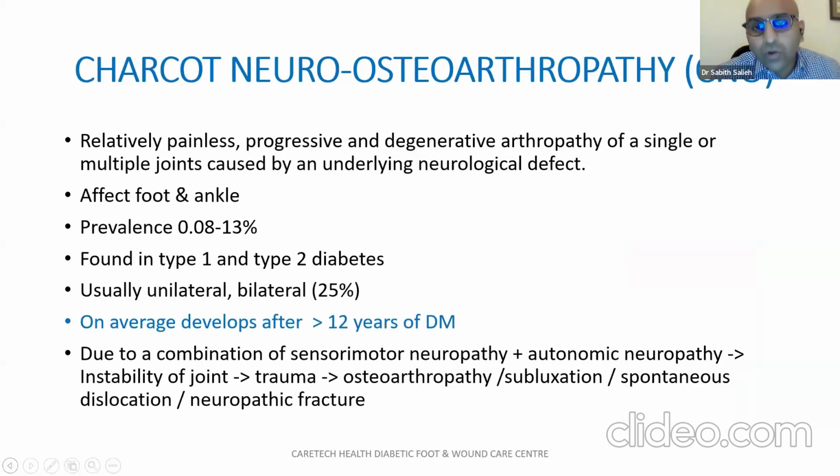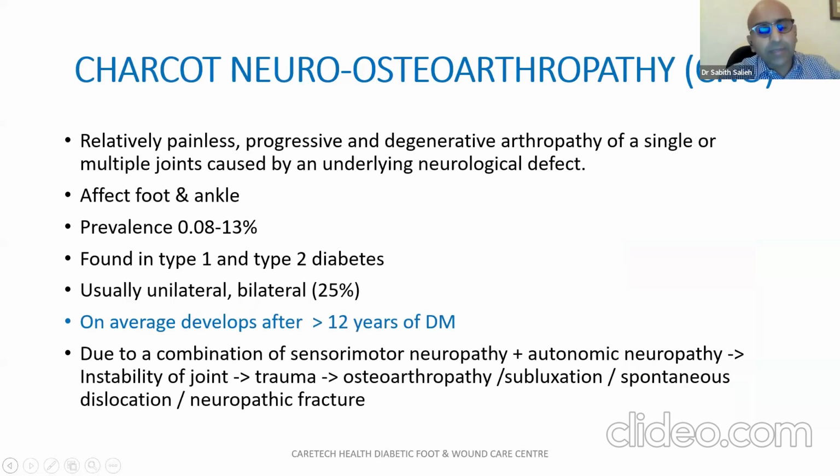So Charcot neuroarthropathy, or what we commonly refer to as CNO. What is Charcot? Charcot's foot is basically a relatively painless, progressive and degenerative arthropathy of a single or multiple joints caused by underlying neurological defects, right? So it can affect your foot and ankle. The prevalence is about 0.8 to 13%. It's found both in type 1 as well as type 2 diabetes, right? Usually it is unilateral, but sometimes it can be bilateral as well, right?